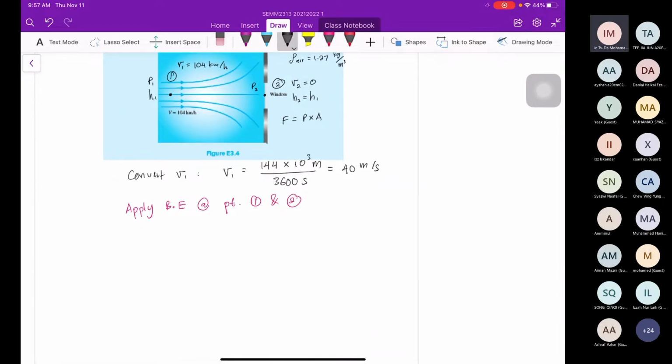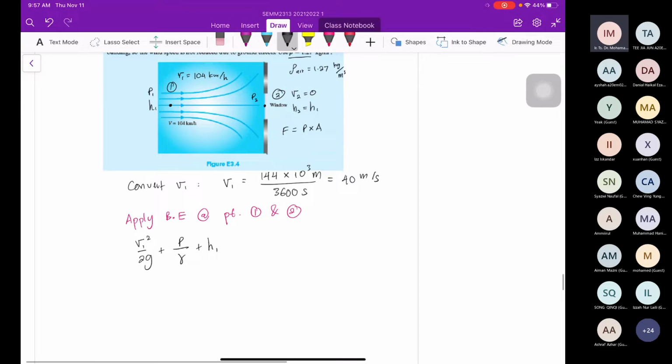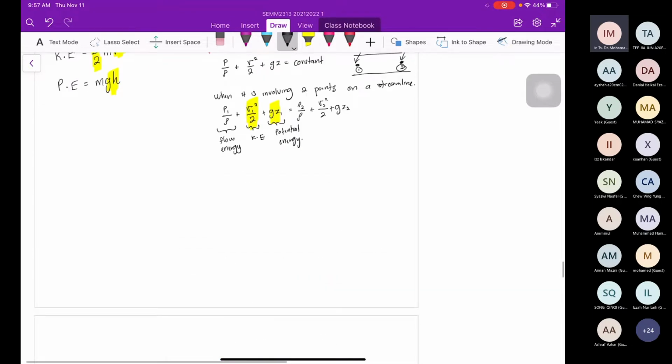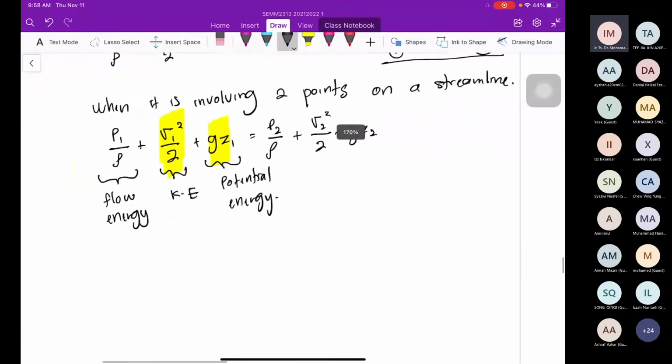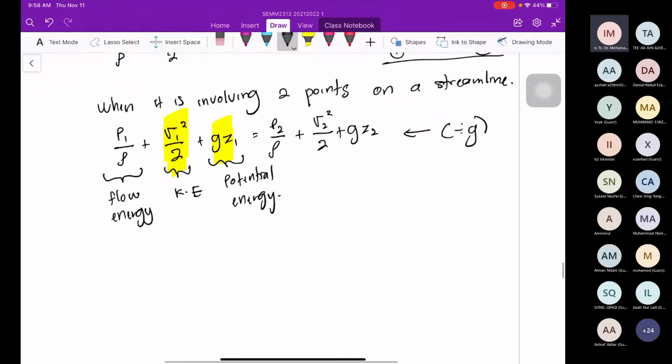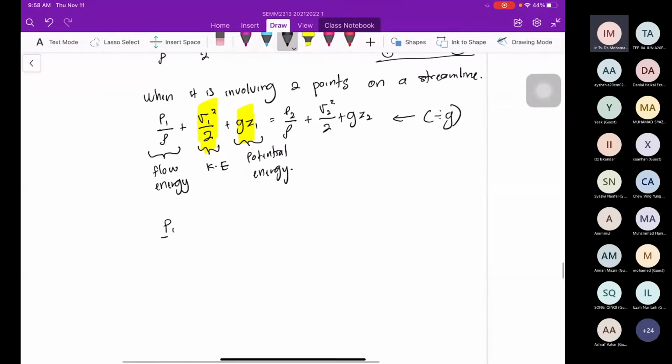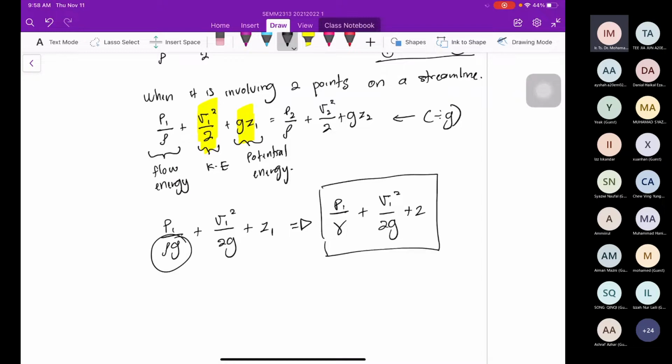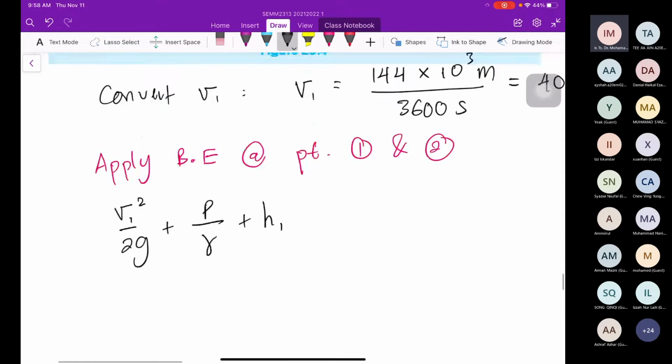So I want to apply the Bernoulli equation, which is V1 squared over 2g plus P over gamma plus H1. You may notice that it is quite different, but basically it is the same. For this case, I try to divide by g. So P1 over rho g plus V1 squared over 2g plus Z1 will be the same as P over gamma plus V1 squared over 2g plus Z. This is also the Bernoulli equation. That is why I'm using this one. The same thing.